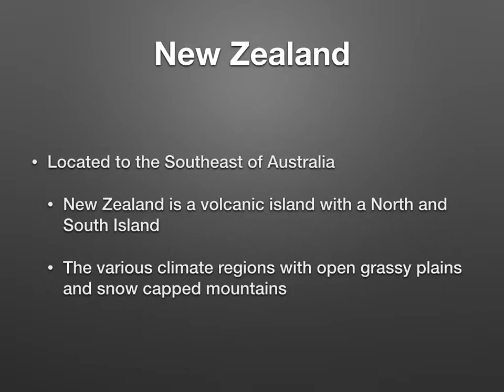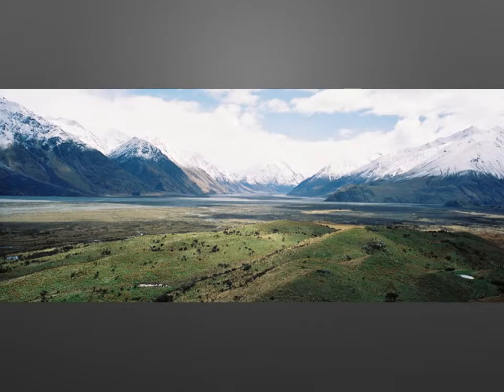Next, we have the large island of New Zealand. This is located southeast of Australia. New Zealand is a volcanic island with a north and south island group. There are various climate regions, along with open grassy plains and snow-capped mountains. We have a picture here of New Zealand and some of the snow-capped mountains and the open plains.